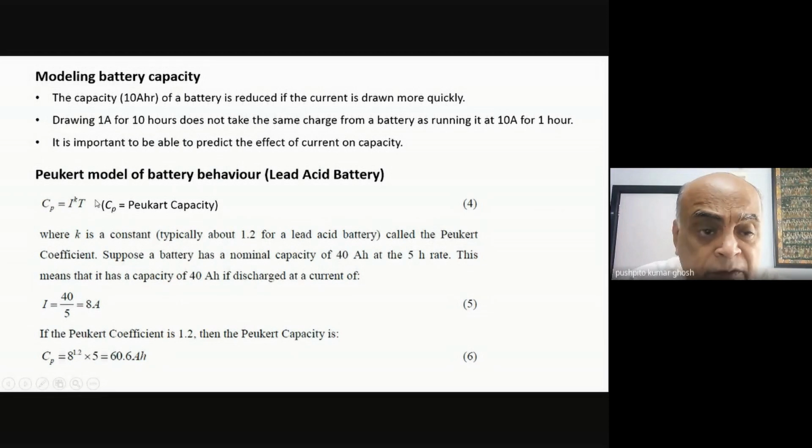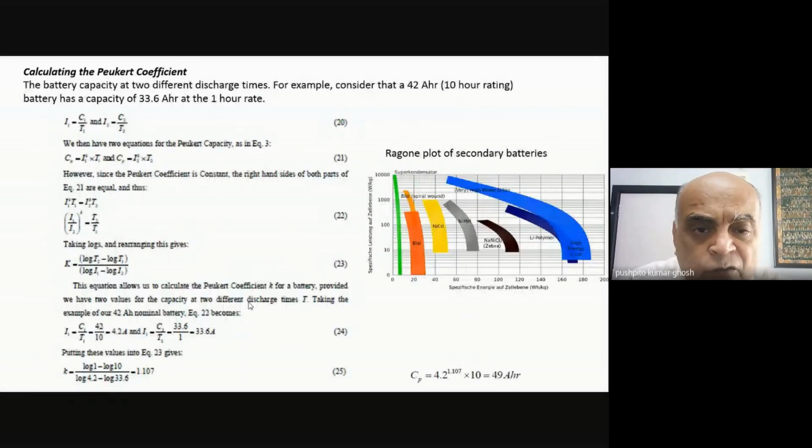Here I have told you that the value of k was given as 1.2. But suppose I didn't know that, and you're working on battery research, and someone tells you, hey, I want to know the Peukert capacity of the battery. What you can do is, if you can generate data for two different conditions of operation, then I can actually get the Peukert capacity. For example, they're showing over here that they're taking a battery and getting a 42 ampere hour rating when discharging over 10 hours, which means the current would be 42 divided by 10, that is 4.2 ampere.